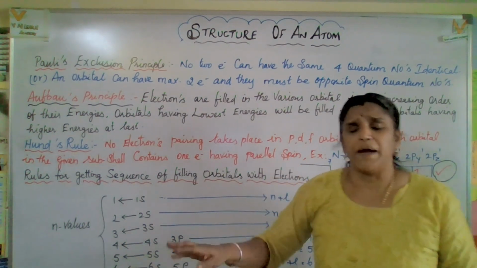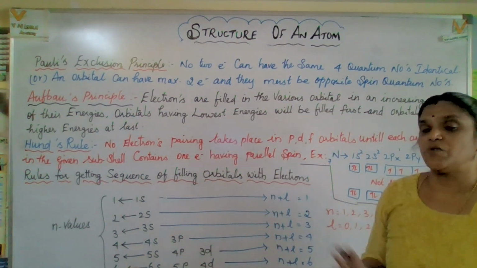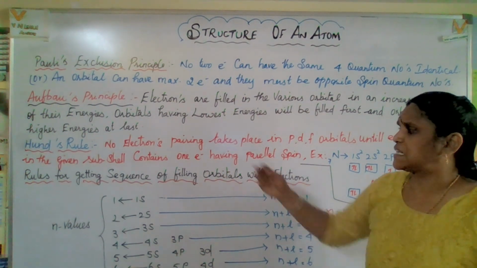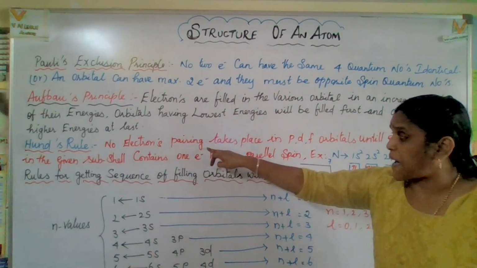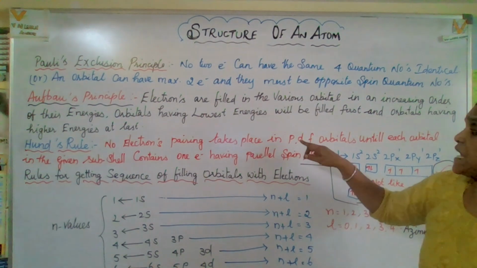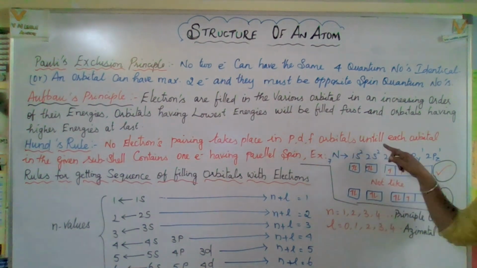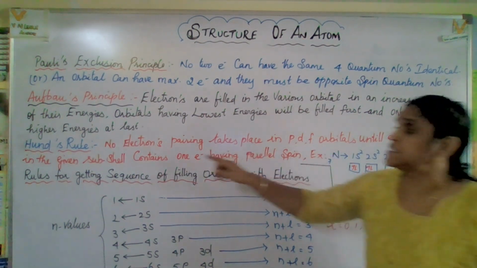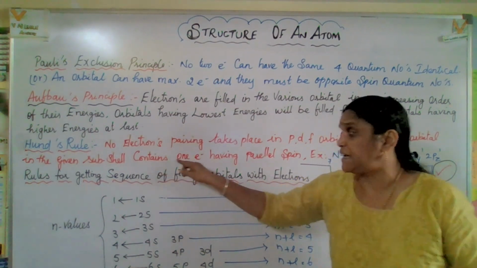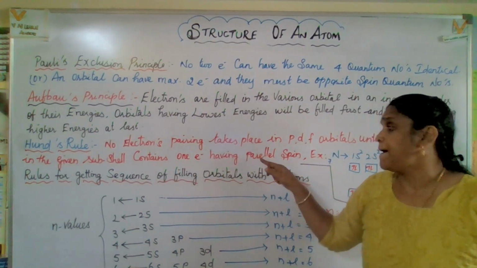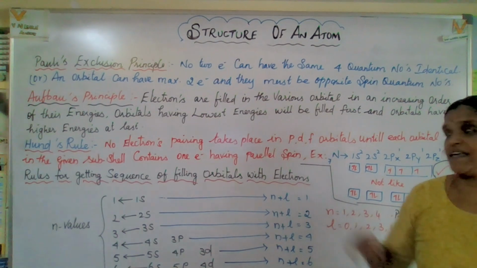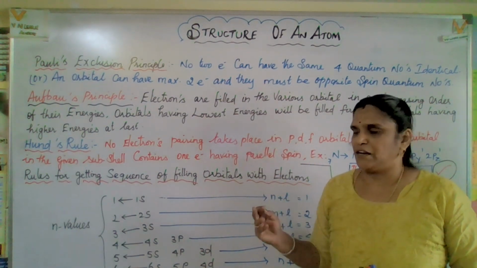And a still better way, Hund's rule has given. What has Hund's rule given? No electron pairing takes place in the p, d, f orbitals until each orbital in the given subshell contains one electron having parallel spin. See, the same point, but with something of a different idea.